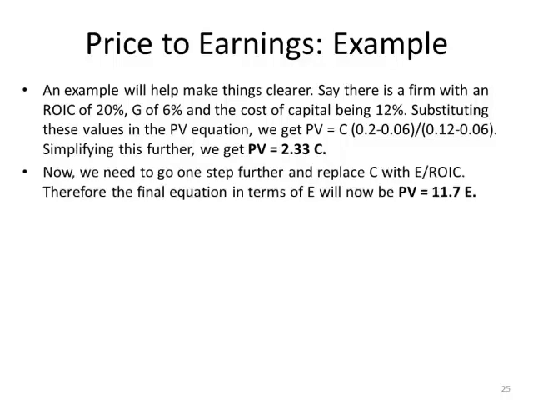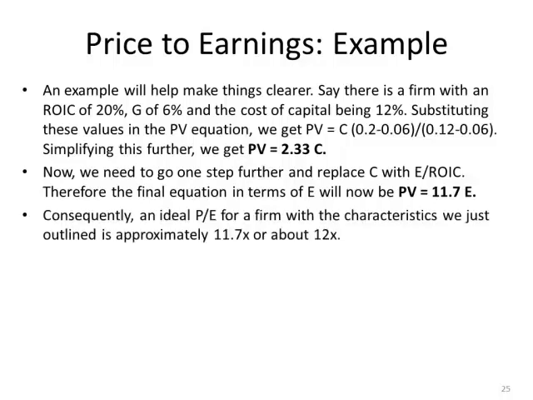So now what we need to do is replace C with E over ROIC. Again, we use the ROIC of 0.2 that we have here. If we replace C with E divided by ROIC, then essentially all we need to do is solve for P divided by E, right? So we'll get PV equals 11.7 times E. We then take PV divided by E, and this will give us 11.7. So the ideal PE for a firm with the characteristics we've just discussed is around 11.7 times, or we can round this up to 12 times.